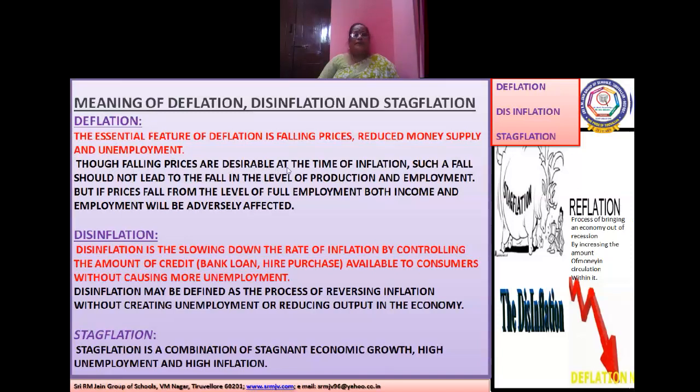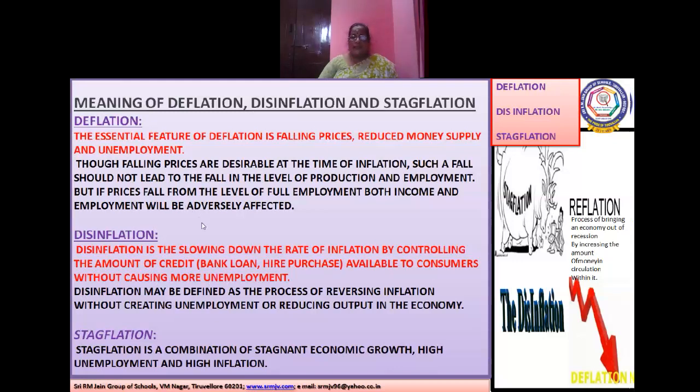Though falling prices are desirable at the time of inflation, such a fall will not lead to a fall in the level of production and employment. But if the prices fall from the level of full employment, both income and employment will be adversely affected. Disinflation. Disinflation is the slowing down of the rate of inflation by controlling the amount of credit. Example, bank loan, hire purchase available to the consumers, without causing more unemployment.